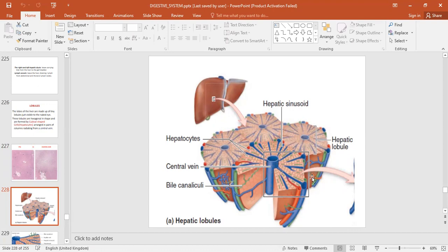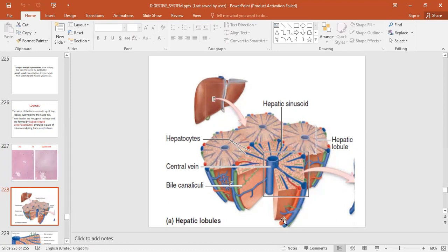Now, we are saying 3 vessels enter the liver. That is the hepatic artery, portal vein, and bile duct. By the way, the bile duct is leaving the liver. What is happening here is we call them a triad. This is a portal triad: hepatic artery, portal vein, and bile duct.